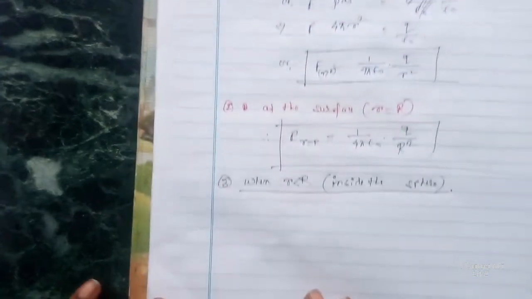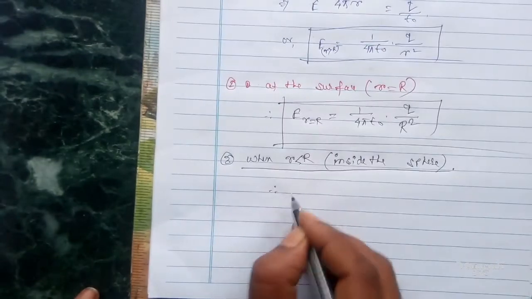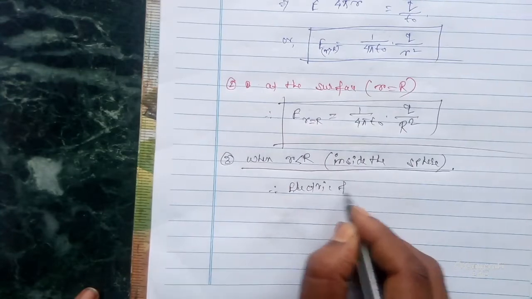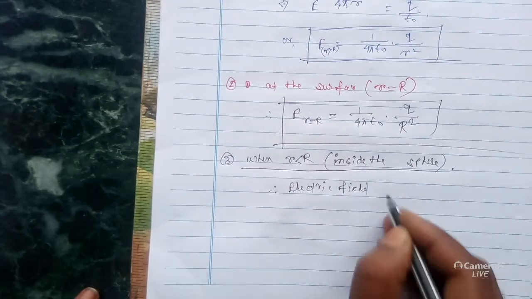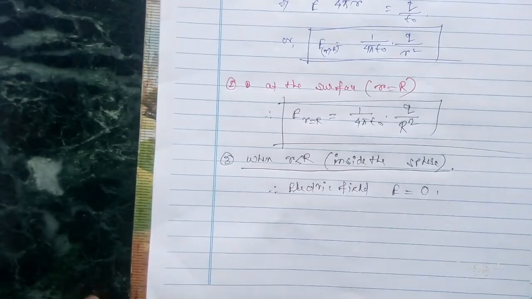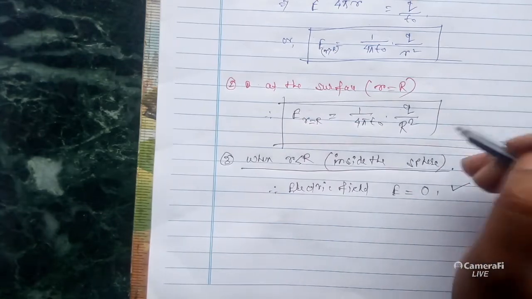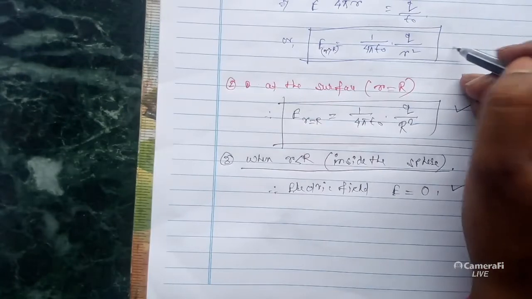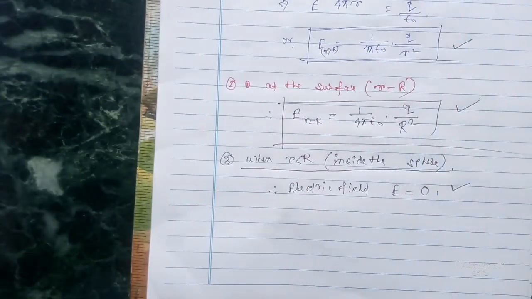Hence, what will be the value of the electric field? Therefore the electric field E is equal to 0. So these three conditions you have to take. Clear? Inside the sphere E is equal to 0, at the surface E is 1 by 4 pi epsilon naught q by R square, and outside the sphere it is q by small r square. Clear? Now you have to draw the graph.